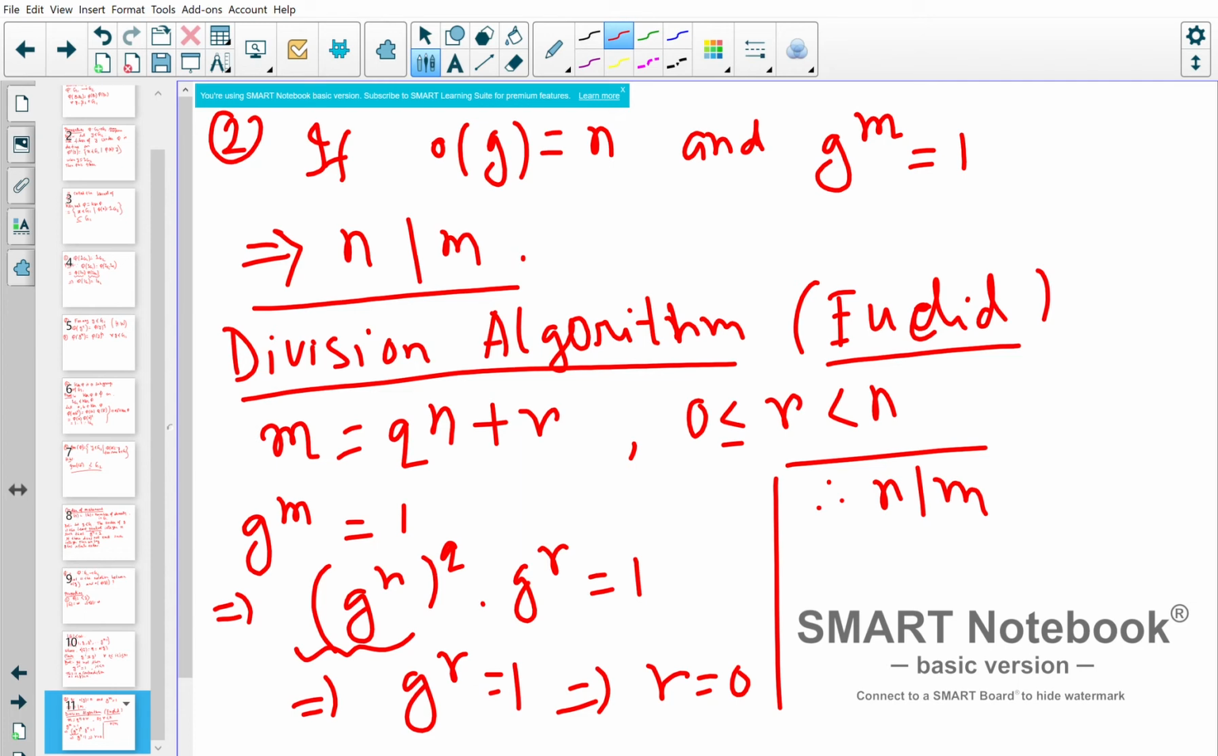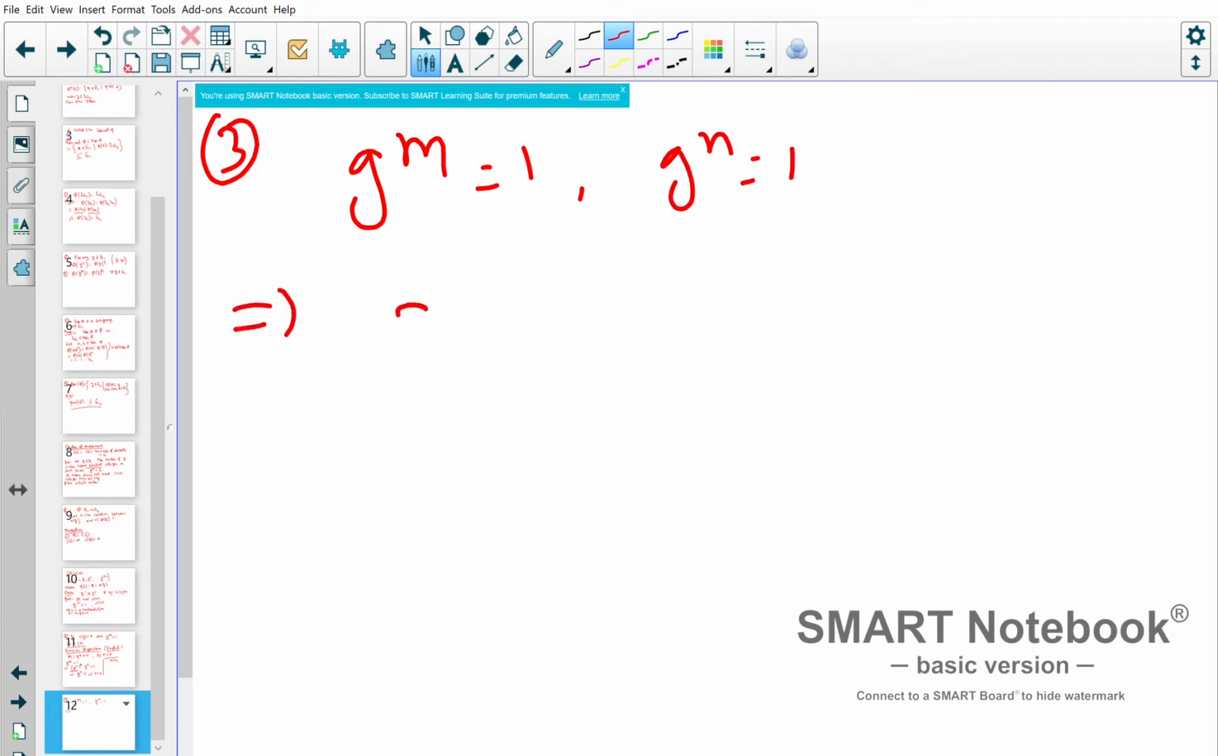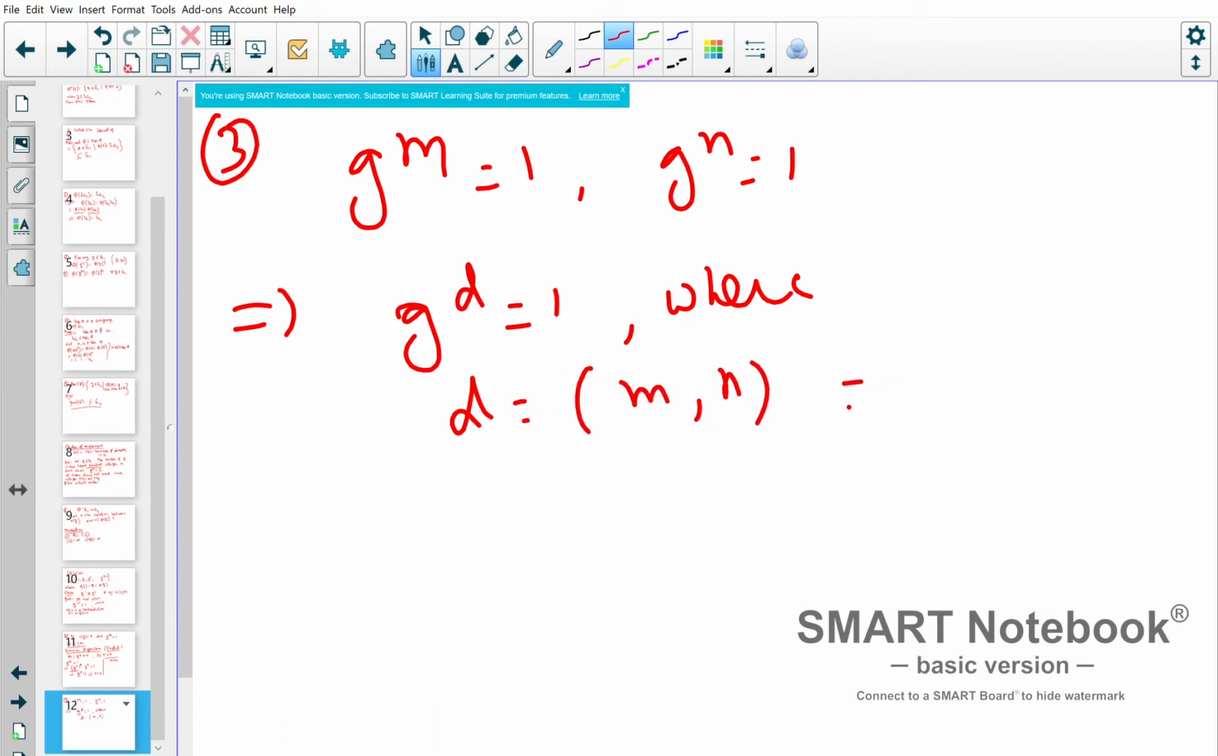And the interesting part is that if you know that say g power m equals identity and g power n equals identity, then that will allow you to find g power d equals identity, where d is the GCD. So we write down these symbols. This is nothing but the greatest common divisor, GCD of m and n. Okay.